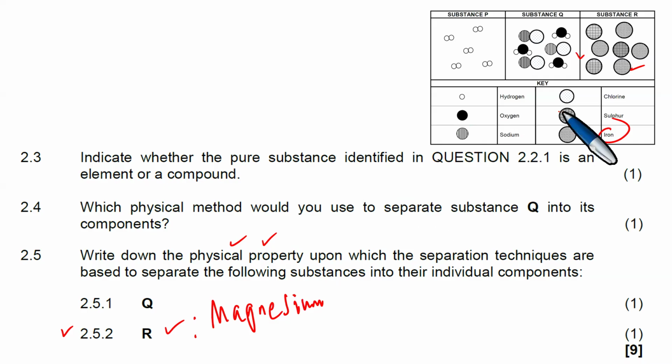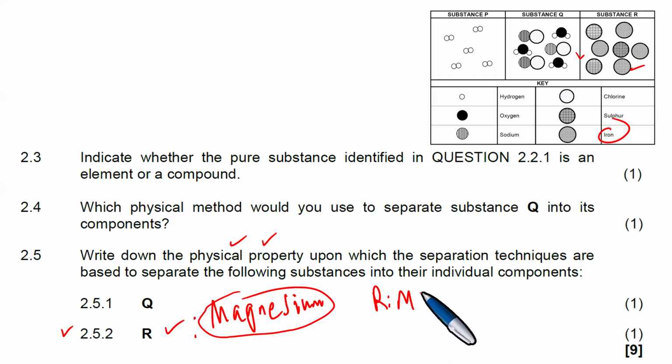Right, so to separate this mixture of iron and sulfur, we use magnesium. So the answer R would be magnesium. And we use magnesium to separate the mixture of what? The mixture of this one, because this one is iron.